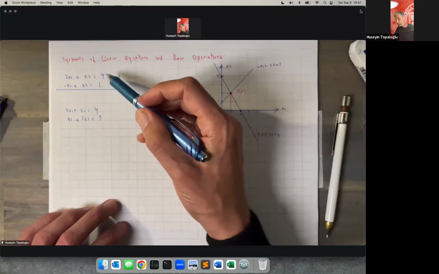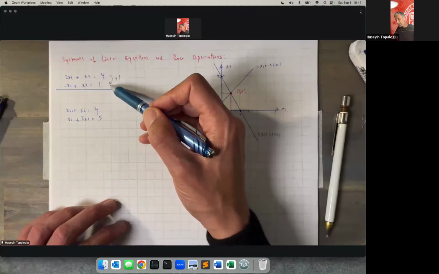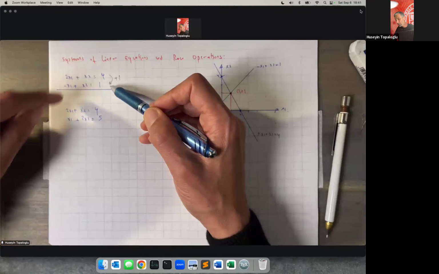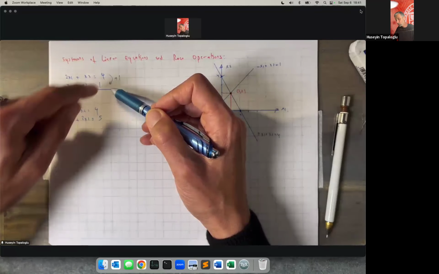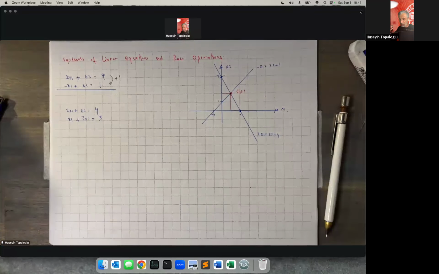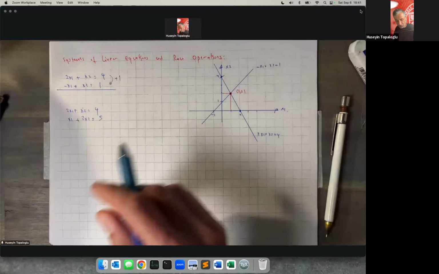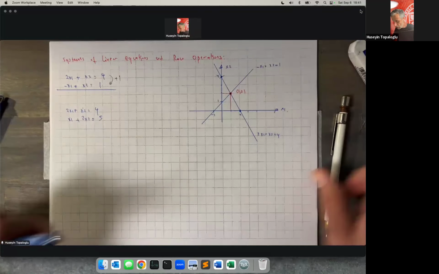So I apply the row operation on my system of equations where I take the first row, add it to the second row. 2x1 minus x1, that is x1. x2 plus x2, that's 2x2. 4 plus 1, that's 5. Let's keep on applying a whole bunch of other row operations, completely arbitrary row operations.